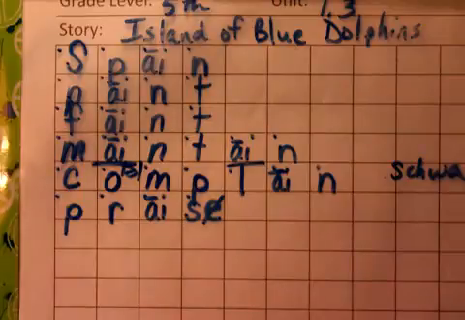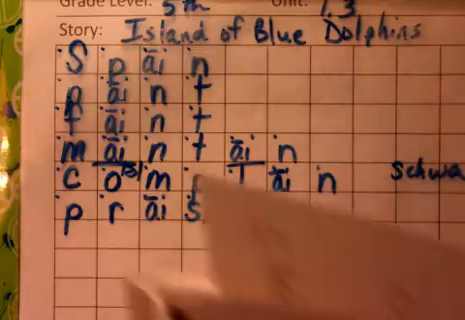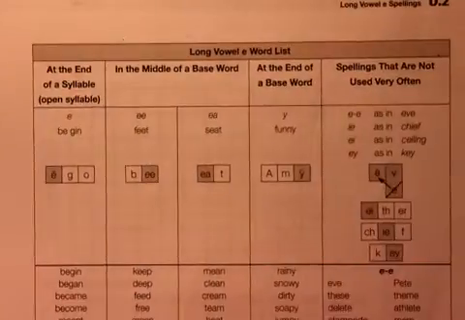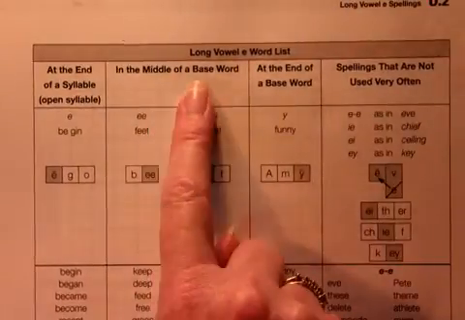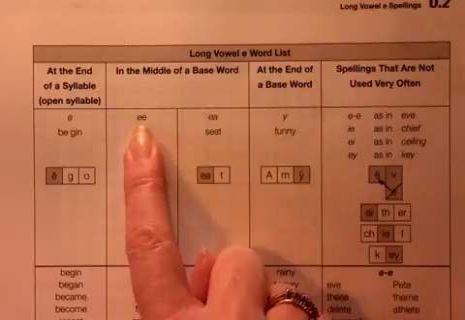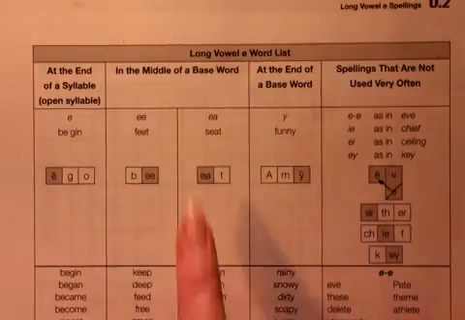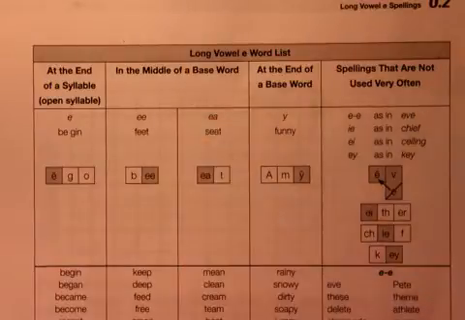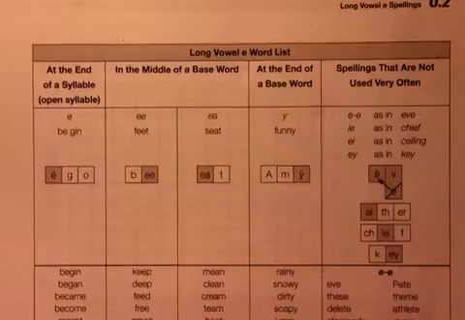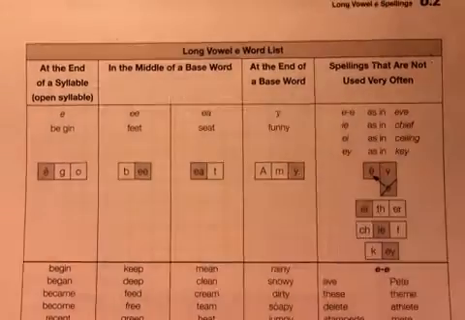Alright guys, let's do the long E spelling patterns for our words. This is on page 197, teachers. In the middle of a base word, we can have EE to represent the long E sound, and we can also have EA to represent the long E sound. So that's what we're going to do for the next words.